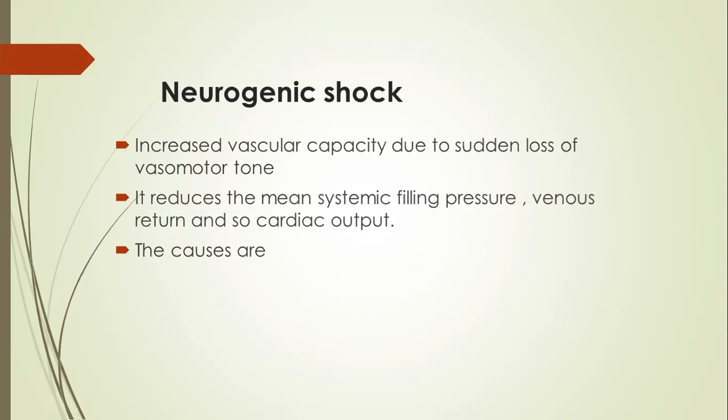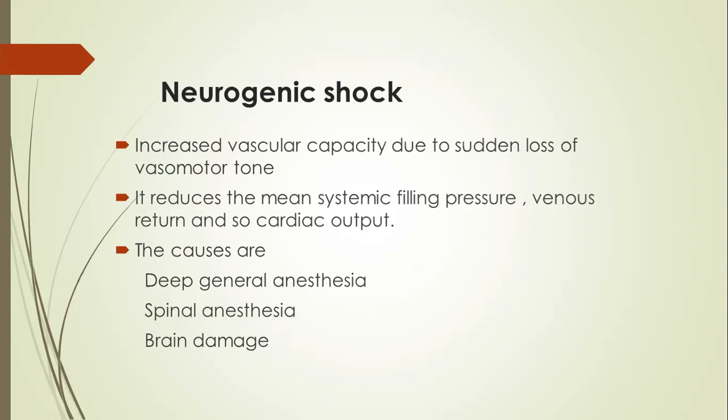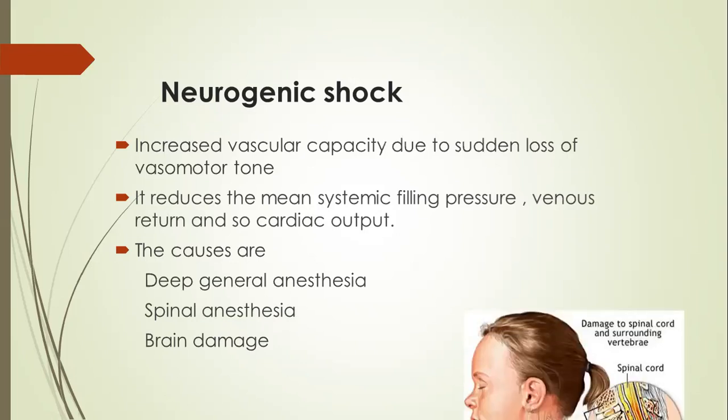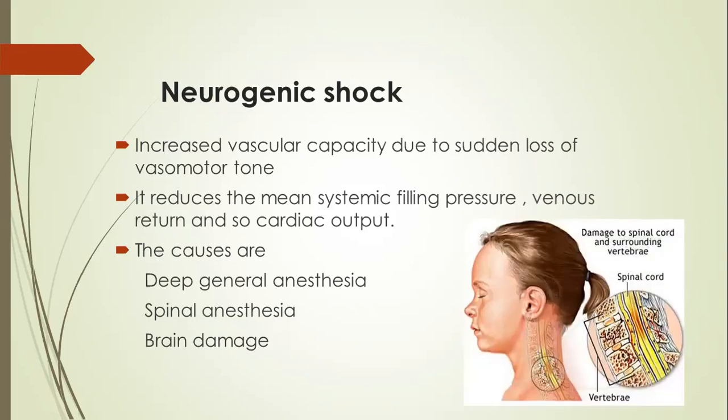The most common causes where you see the sudden loss of vasomotor tone are in cases of deep general anesthesia, spinal anesthesia, or brain damage. So the tone which is maintained by the sympathetic nervous system will be affected in these particular conditions. So you should be very careful regarding giving these particular anesthesias. Very commonly these types of anesthesia can cause damage. For example, there is damage at the level of the spinal cord, and that can cause sudden loss of vasomotor tone, and this leads to neurogenic type of shock.